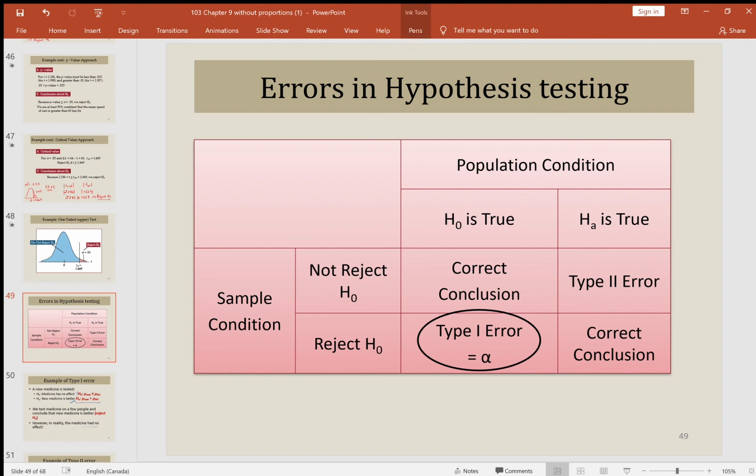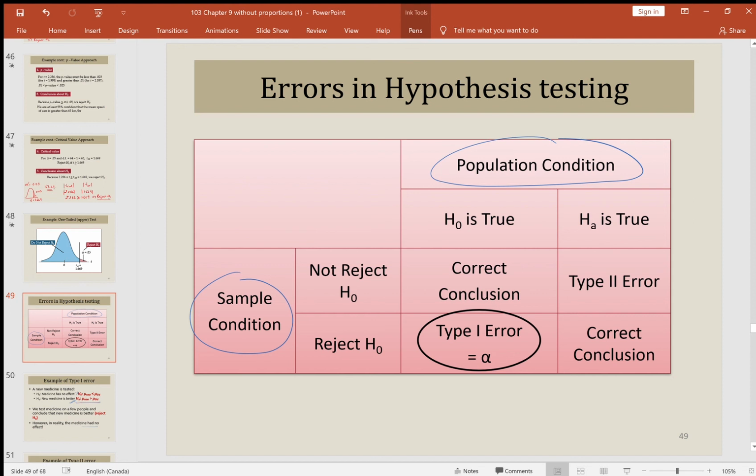Well, remember there's a sample condition and there's a population condition. Population condition is when you can test on every single person in the world, okay? And sample condition is the one where you can only come up with your result on the basis of your sample, which is the general case, right? You can't test the medicine on everybody in the world.